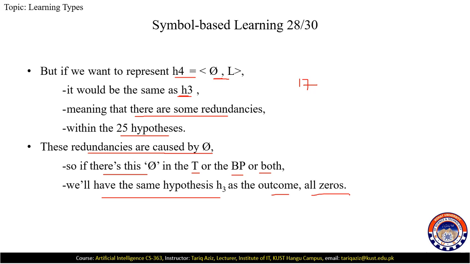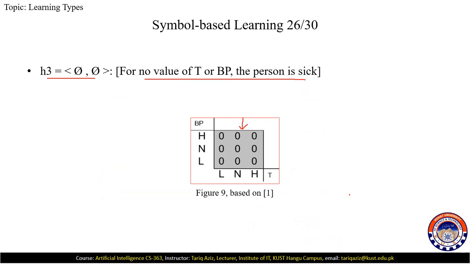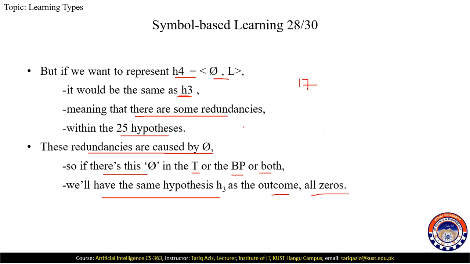Okay, so dear students, if you look at this H3, here we have all the values zeros. Now, if we take this value as an H4, it says that it will be the same as H3, meaning that the result of H3 will be equal to the result of H4, all zeros. So it means that we have some redundancies in our 25 hypotheses, and these redundancies are because of this theta.